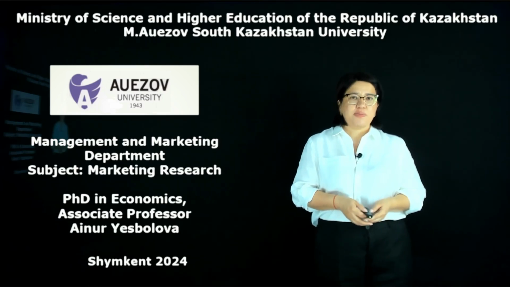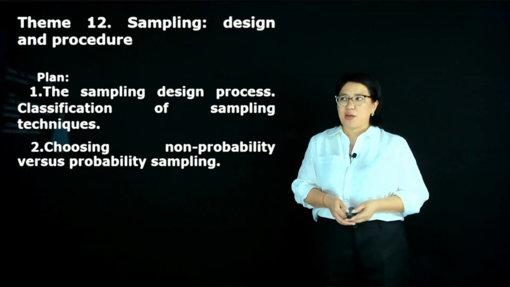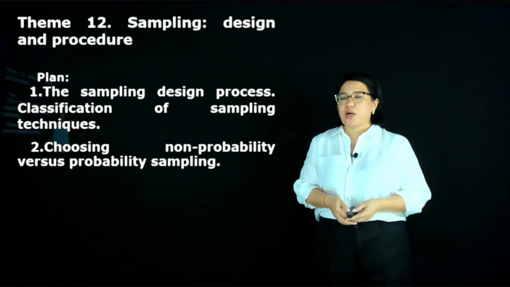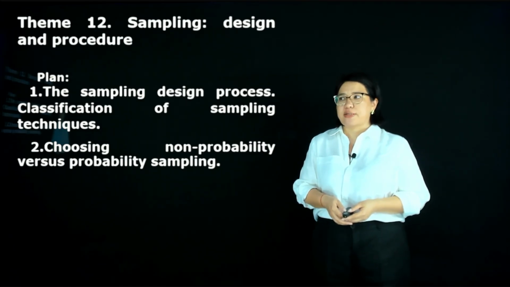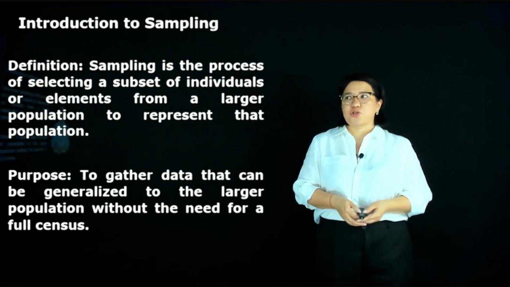University. The discipline is marketing research, and one of the themes we will consider is sampling design and procedure. The plan of our class today consists of two questions: the sampling design process and choosing between non-probability versus probability sampling. And here is just an introduction to sampling.